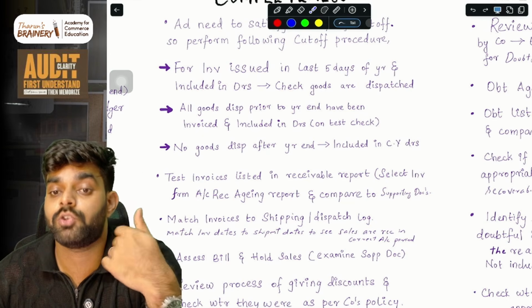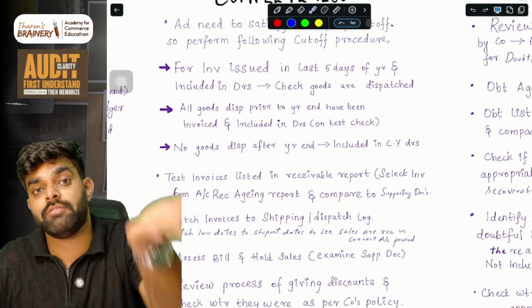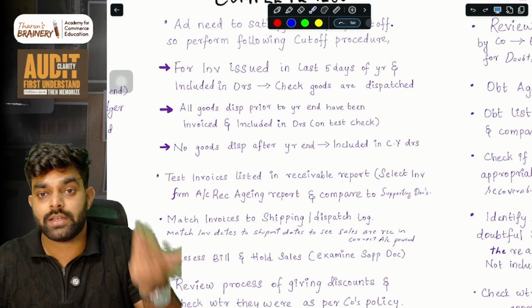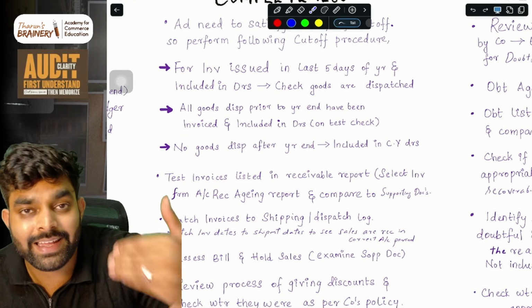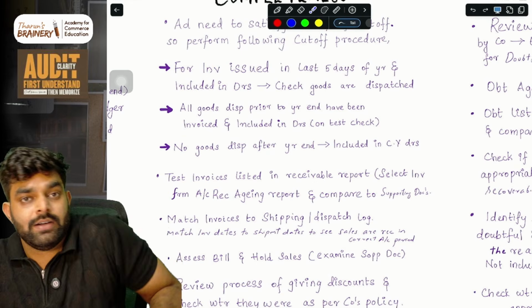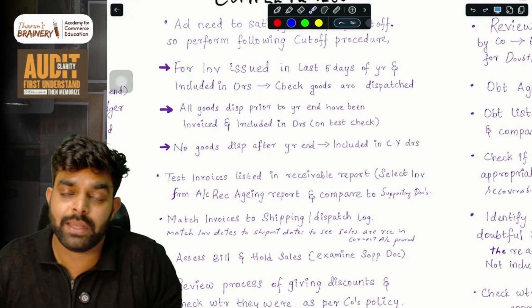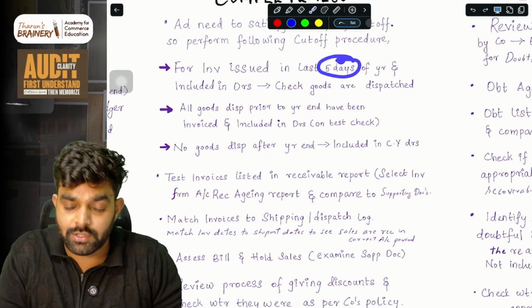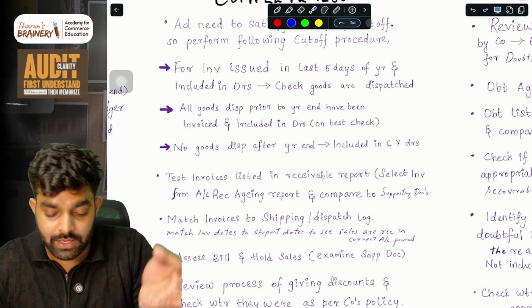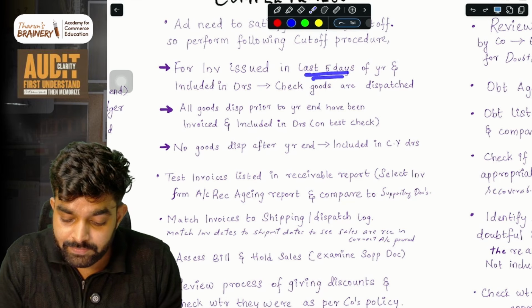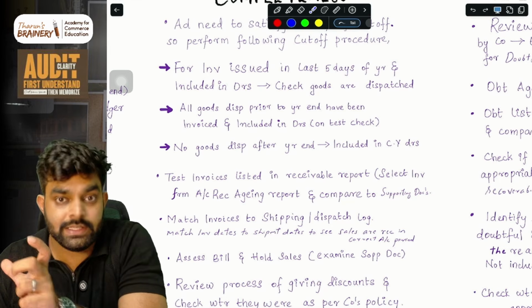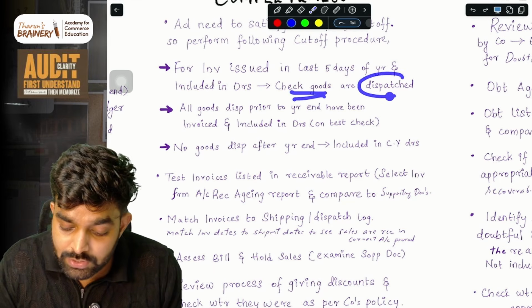Sometimes, to show some fake sales, fake income, to get some valuation, the company may at the year end create some fictitious fake debtors. They may create. So for the last 5 days of the year, 26 March, you have to check whether, for all the debtors or the sales that happened after 26th March, the goods are actually dispatched.